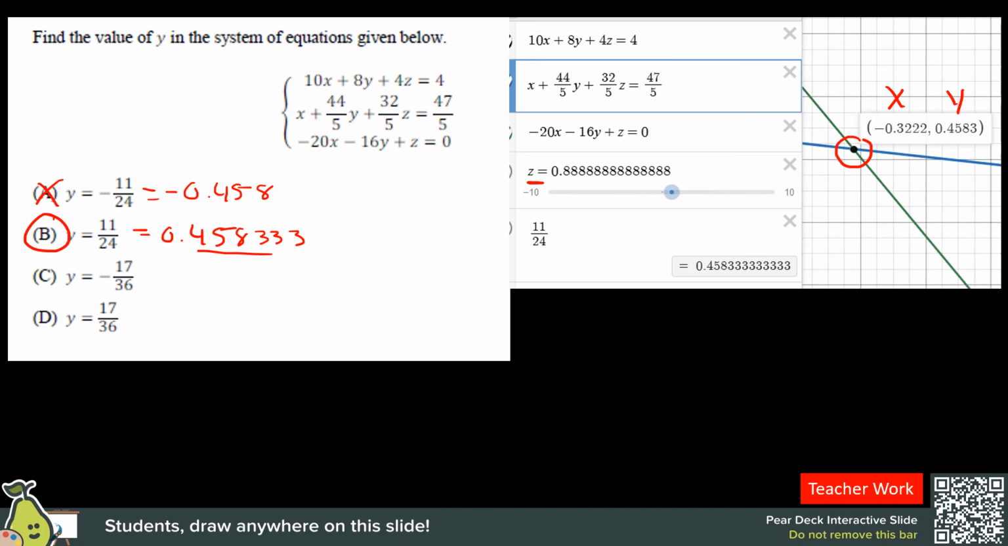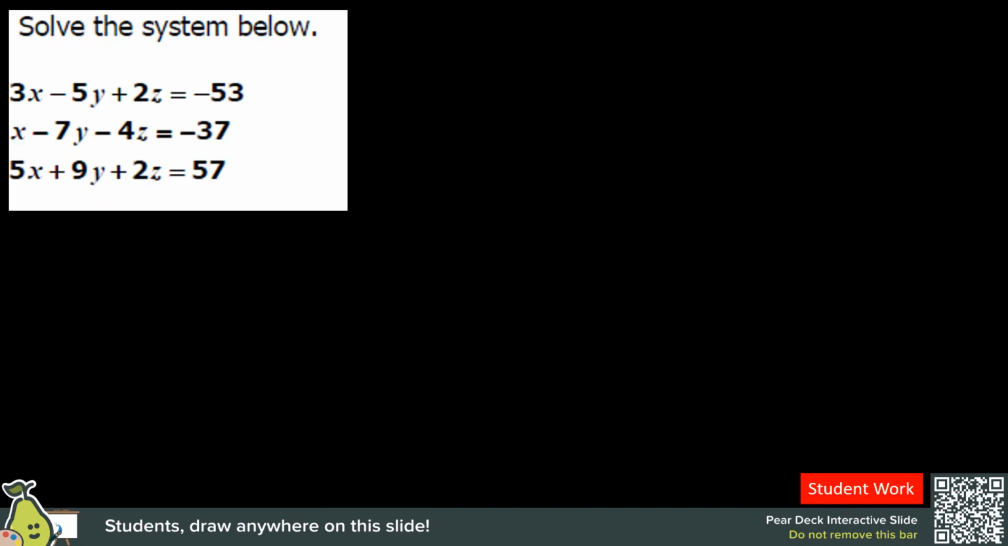Let's go ahead and move on to the next one. So I want you to solve this system of equations using Desmos. You're going to plug in 3x minus 5y plus 2z equals negative 53. Your next line would be x minus 7y minus 4z equals negative 37. And then you'd have 5x plus 9y plus 2z equals 57. You're not going to get crazy situations like the one that I just did. You're going to get nice rounder answers for this. Make sure that you use that correct drag bar for z there, and you'll get all your values. Let's go ahead and move on.